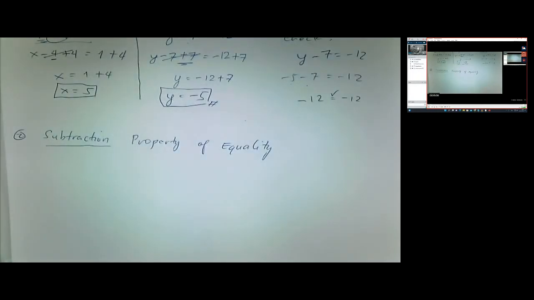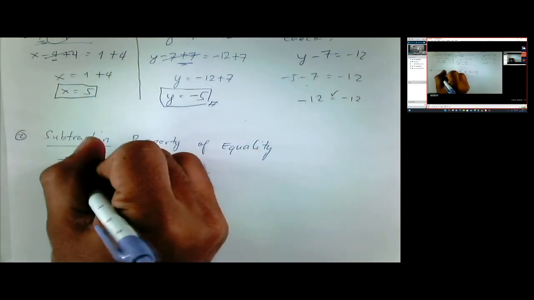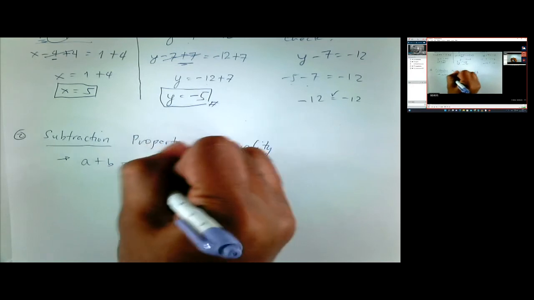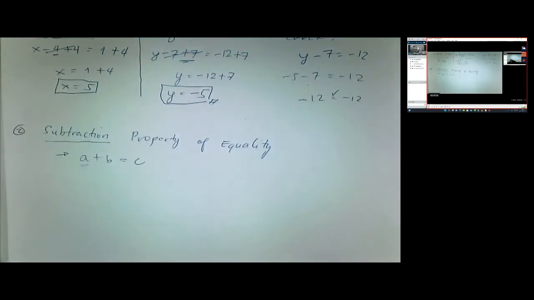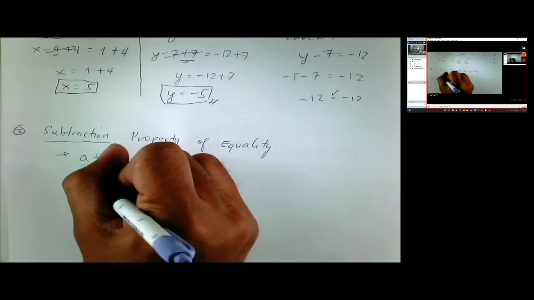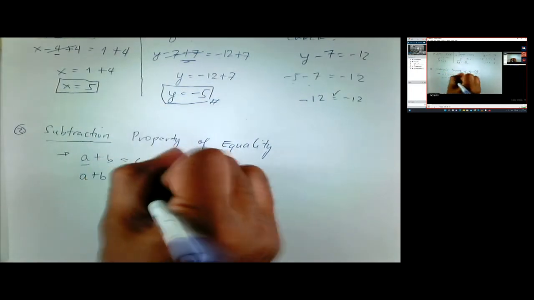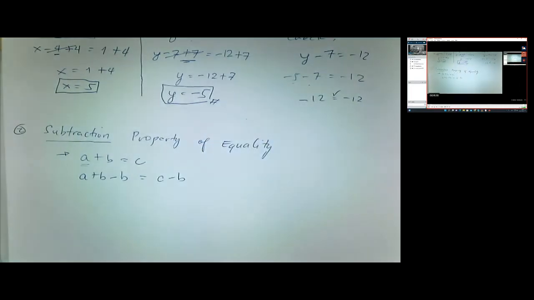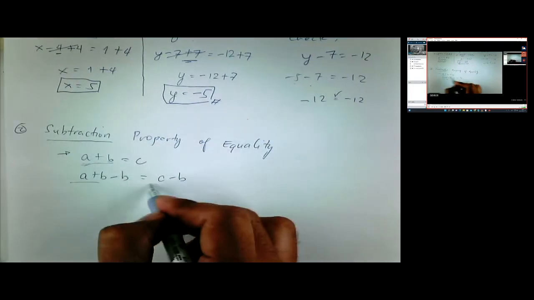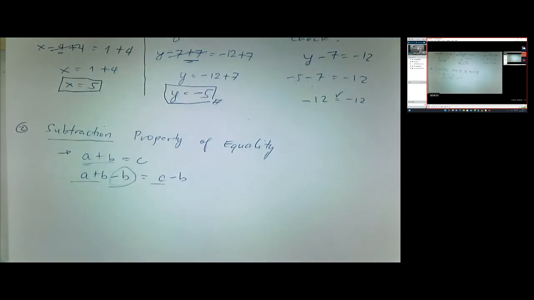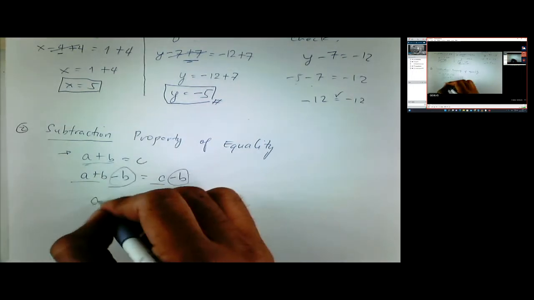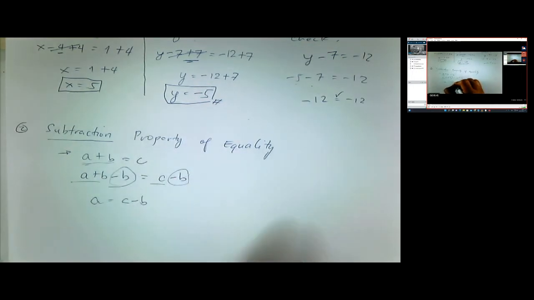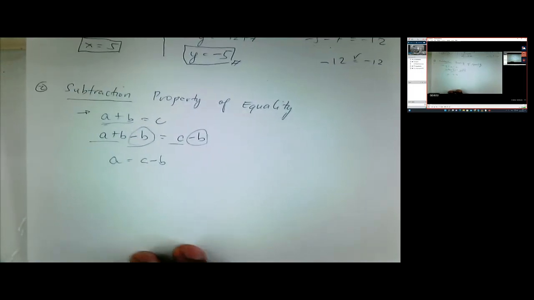In the subtraction property of equality, it states that if you have A plus B equals C and you want to solve for A, then what you need to do is to subtract B on the right side and the left side of the equation. So this is A plus B equals C. If you subtract B on the left side, you also need to subtract B on the right side of the equation. And so what you will get is A is equal to C minus B. Okay? Subtraction property of equality.